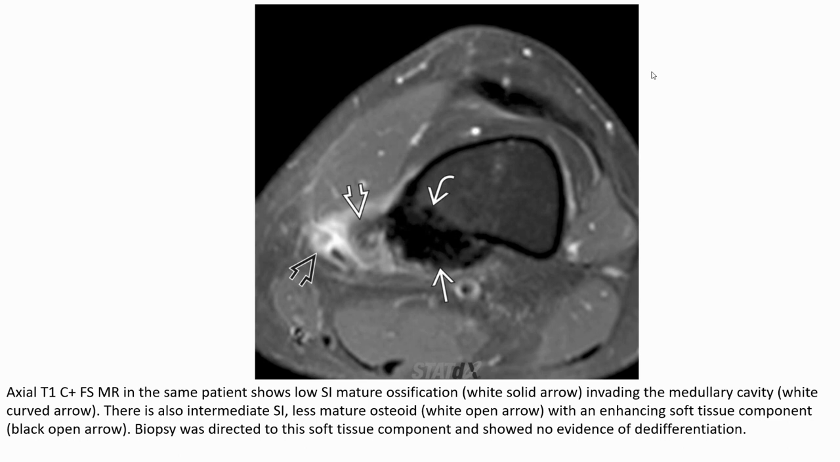This axial T1 contrast-enhanced fat-suppressed image in this patient shows low SI major ossification invading the medullary cavity. It is also intermediate SI less mature osteoid with an enhancing soft tissue component. Biopsy was directed to this soft tissue component and showed no evidence of dedifferentiation.